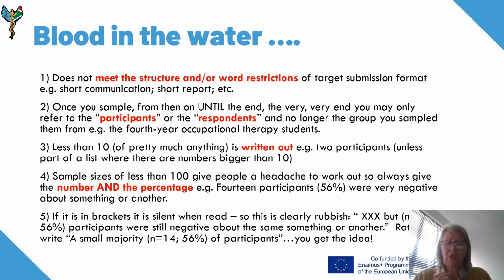So then when things are in brackets, when you write, things in brackets become silent. So you shouldn't say something, but then you can't read the bracket. Participants were still negative about the same thing, something or another. Rather write a small majority, n equals 14, semicolon, 56% of participants were negative about something or another. So anything in the bracket becomes silent when you read it. So just be careful of that.